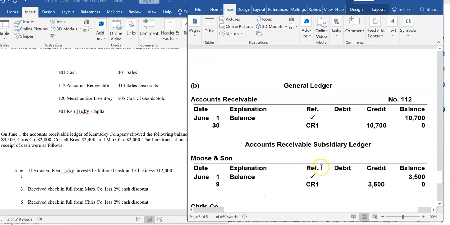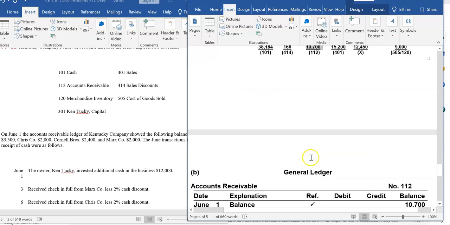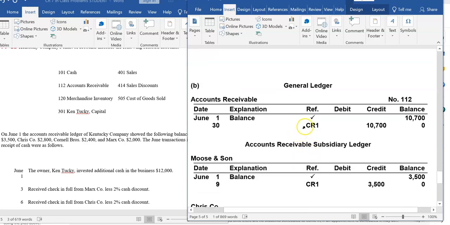We are doing that at the time of the cash collection throughout the month because we always want to make sure the subsidiary ledger customer accounts are up to date in the event a customer were to call us and ask what their balance is. But we're going to wait till the end of the month when we post all of the column totals into the general ledger. So we only need to make one entry into accounts receivable for $10,700 at the end of the month. That brings the balance in accounts receivable down to $0.